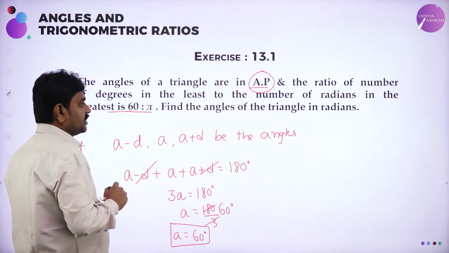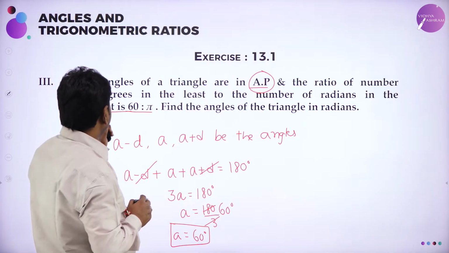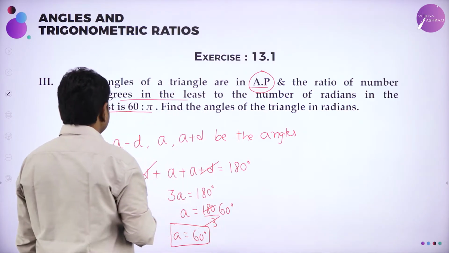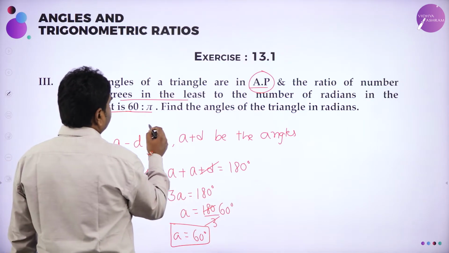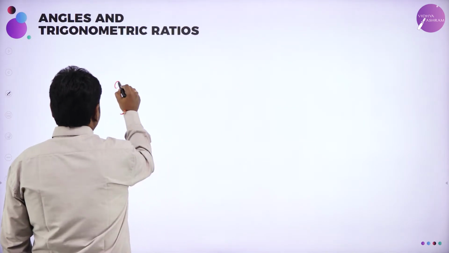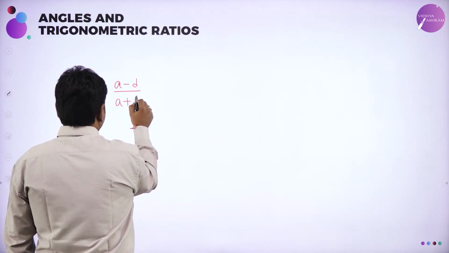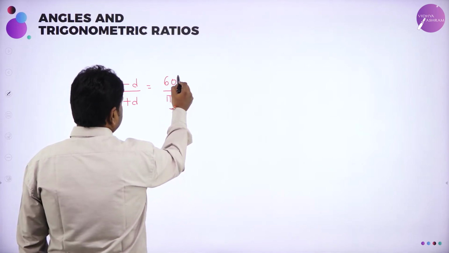But the other angles, in order to find, they gave a hint. The ratio of number of degrees in the least to the number of radians in the greatest is 60 by pi, they told. So given least means what? Here least is A minus D, by greatest is what? A plus D, is 60 by pi. Remember, this is in degree.